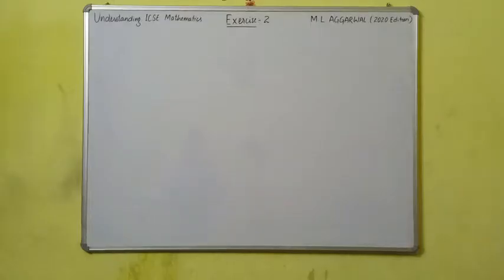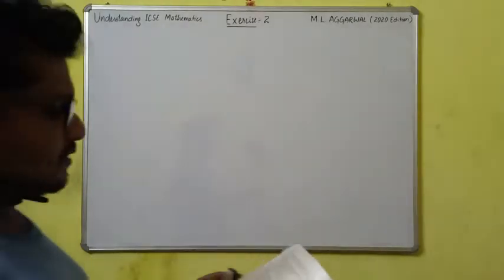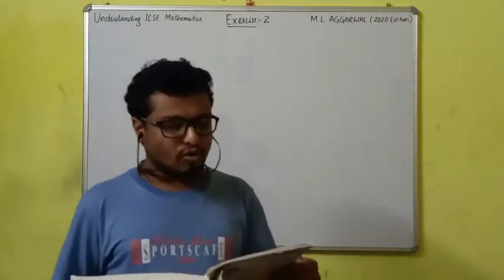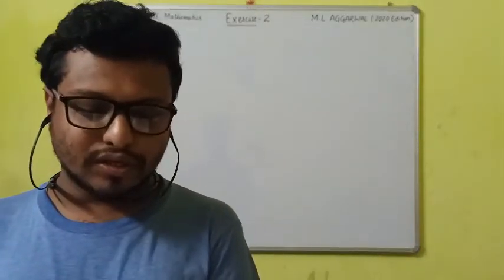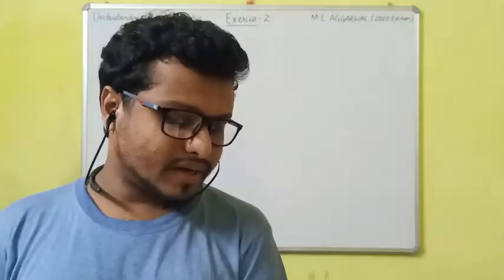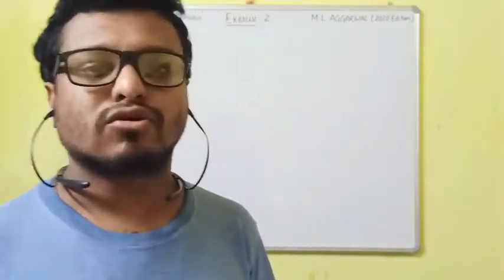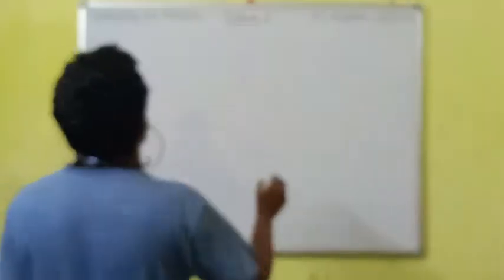So my dear friends, let's start with question number 7. Shahrukh opened a recurring deposit account in a bank and deposited rupees 800 per month for 1.5 years. He received 15,084 rupees at the time of maturity. Find the rate of interest per annum. So you know how to write. So number 7, let me write on the board.